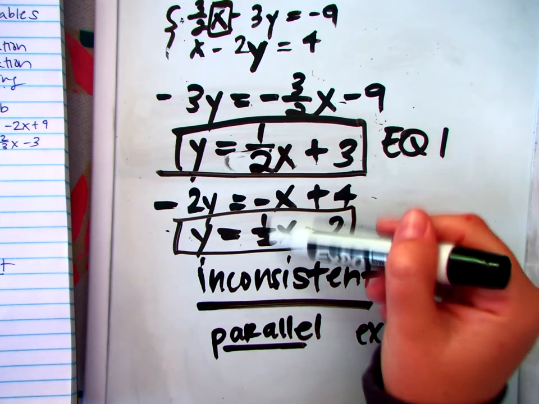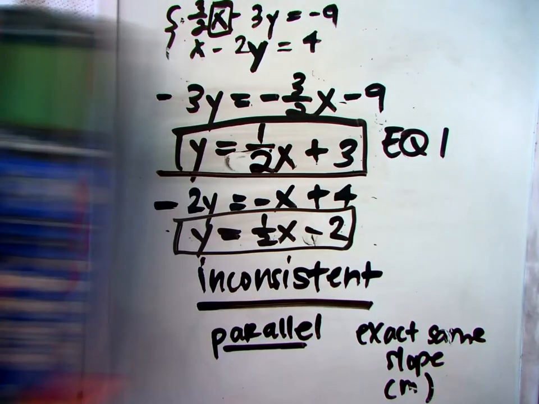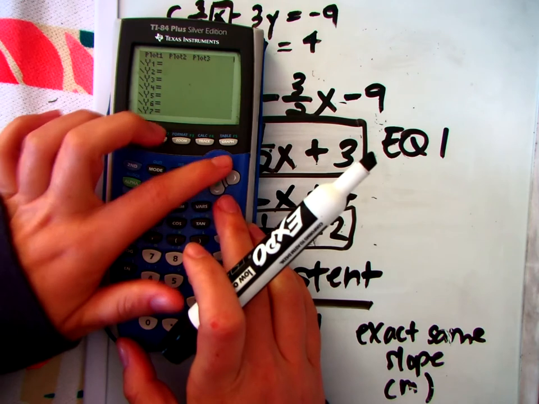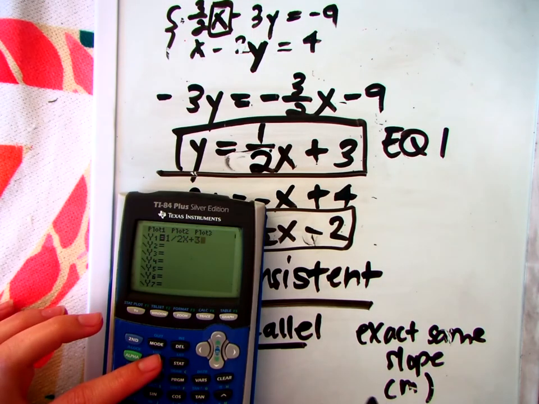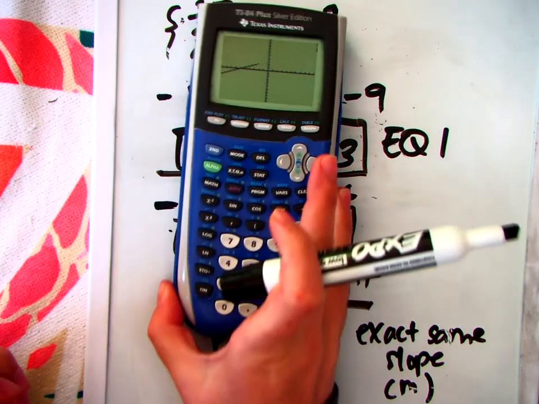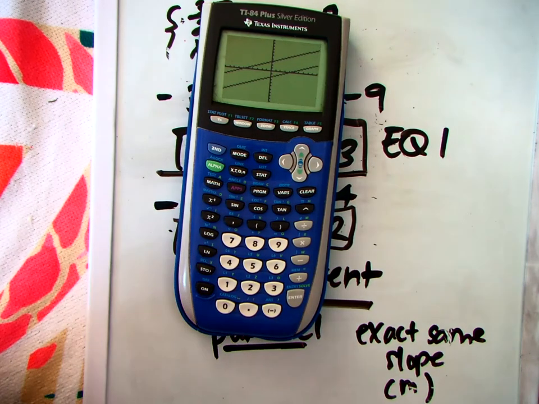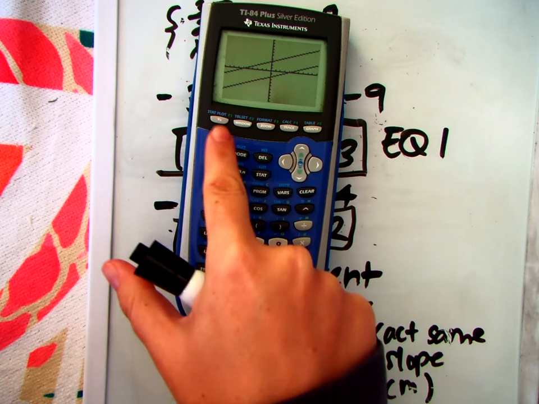So these are parallel lines. They're moving with the same slope, but they have different y-intercepts. So let's look and see what they would look like on our handy-dandy graph. So we had 1/2 x plus 3 and 1/2 x minus 2. So we've got parallel lines. Parallel lines that never touch, hence the system is inconsistent because you have to have an intersection in order to have a solution. So we don't have a solution here. Inconsistent.